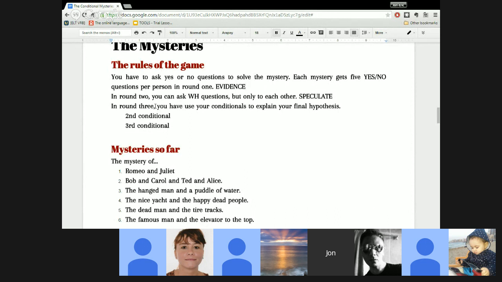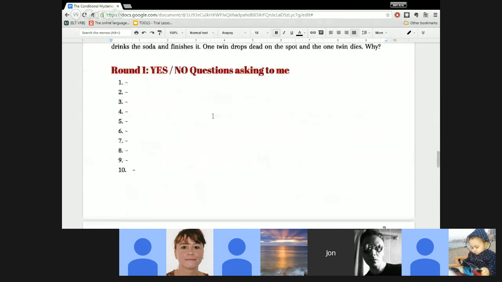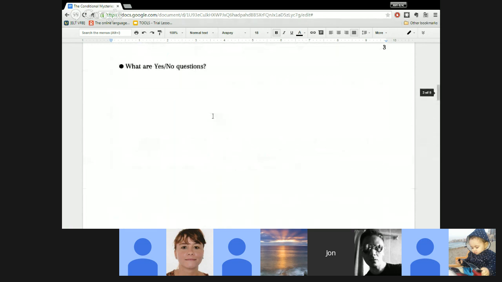Then in round 3, you have to use your conditionals to explain your final hypothesis. What might have happened, what could have happened, what should have happened, or maybe what might happen, what could happen, what should happen if you're talking about cause and effect. Okay, first of all, let's be clear about what a conditional is. So if I go down just a little bit here, oh, where's my links? I've got to go back up.